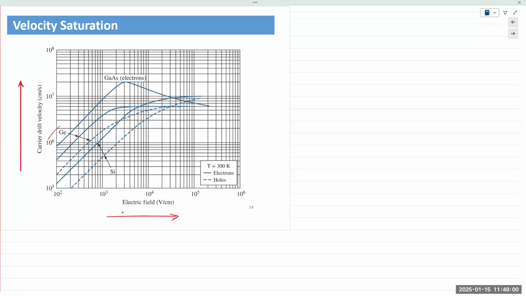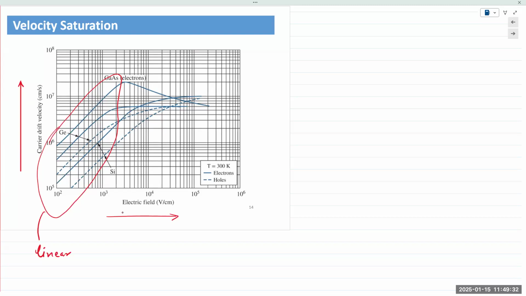Up to a certain point, it's kind of linear, meaning as the electric field increases, the electrons will drift in response to that electric field up to a certain point in a linear manner, a linear relationship. It's a constant of proportionality, directly proportional. If it increases, drift increases. If electric field decreases, then the drift current also decreases.